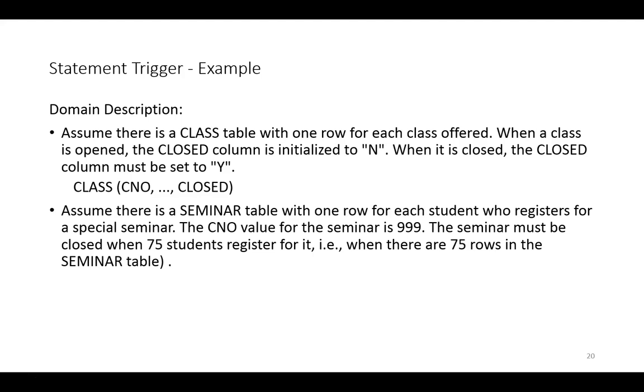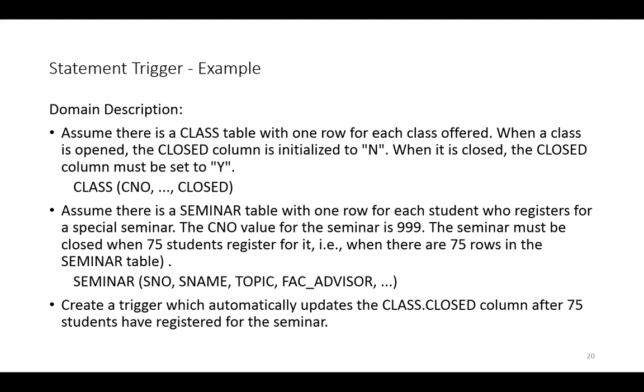What this means is once we have 75 rows in the seminar table, we want to change the value of the closed column in the class table for course number 999. We want to set this to y, indicating it's closed, and prevent further registrations. So the seminar table has information about the student who is registered for this seminar and several other columns.